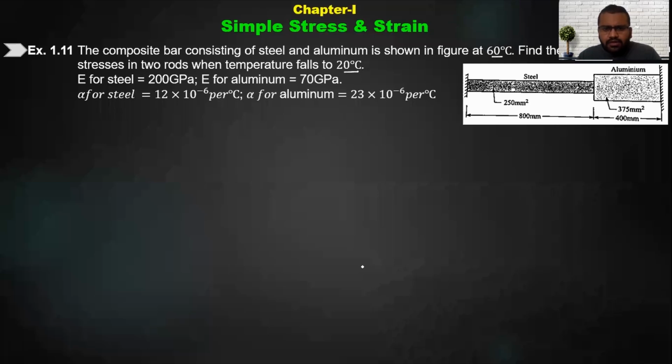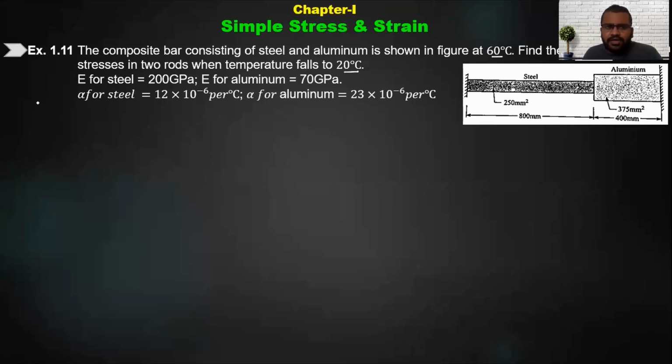Okay, fine. So there will be compression here, right? E for steel and aluminium are given and the alpha for steel and aluminium are also given, and you have to find out the stresses in the rods. Can anybody tell me? I would like to hear something from you. You can go ahead, unmute yourself and tell me how to start with this. What things can you write?